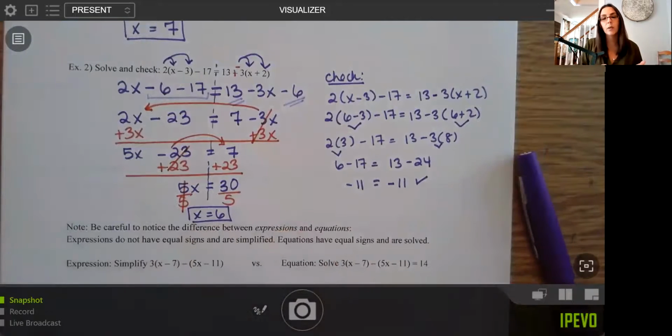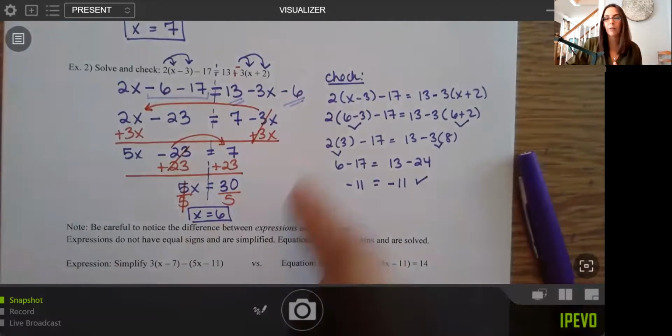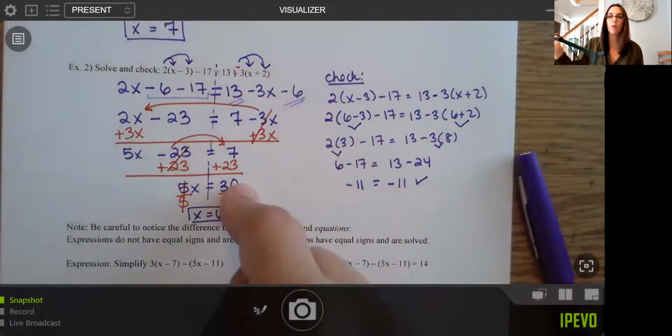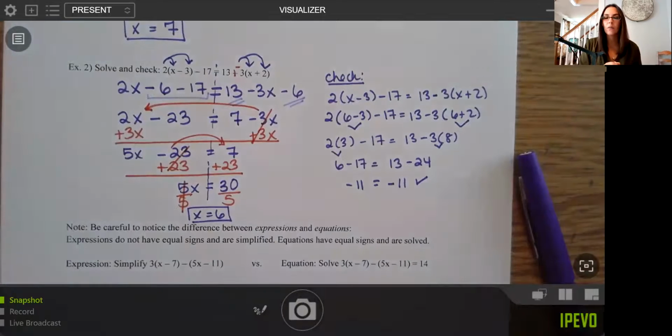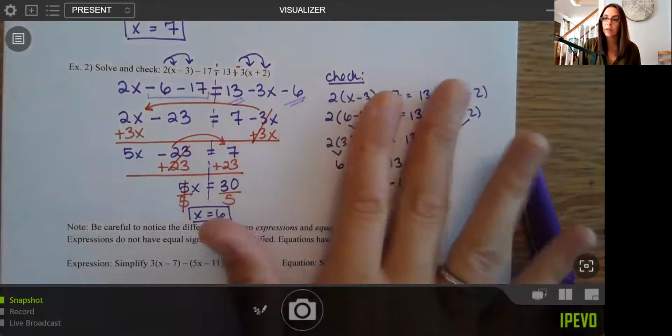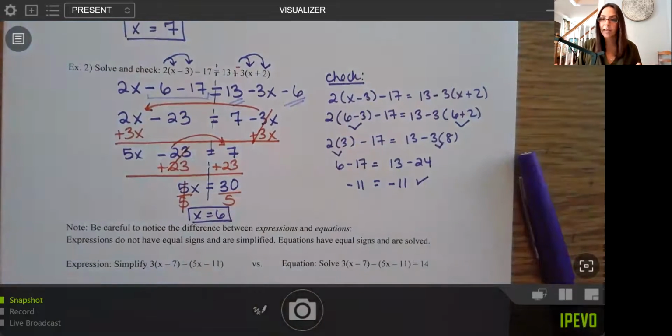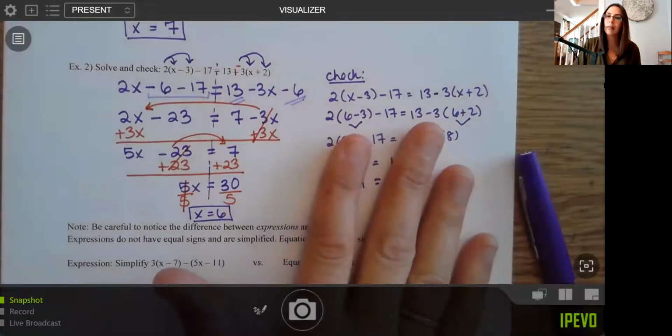Now, one thing I will note for you guys, if you find that your check is not working, I would have you check your check first. A lot of times students rush the check and they end up making a silly mistake here. Then they think they're wrong and they go back and they start everything over. So if you're doing your check and it doesn't come out to be a true statement, check here first. Make sure you didn't make a silly mistake or miss a negative sign or write the problem down wrong or something like that. And then if you're still finding that it's not working out, then go back and check your work here.